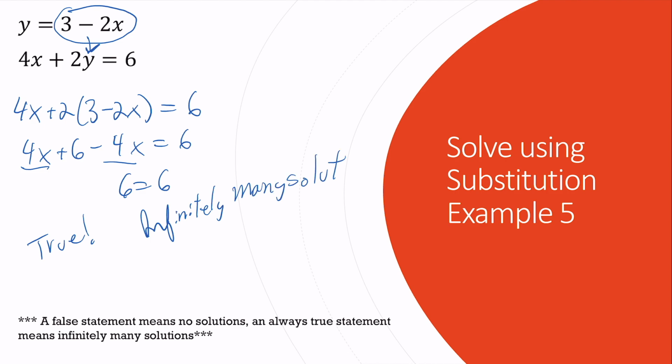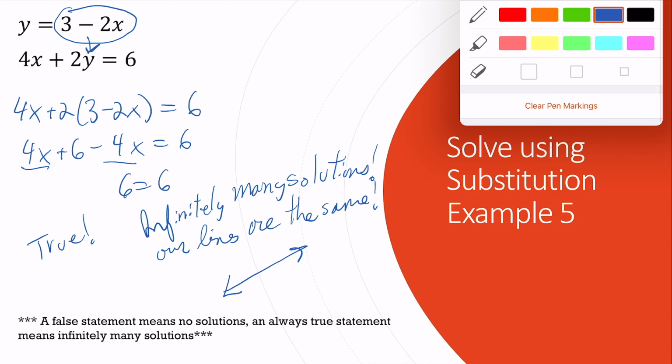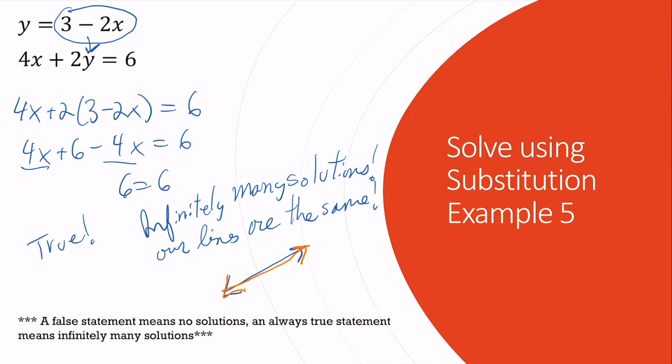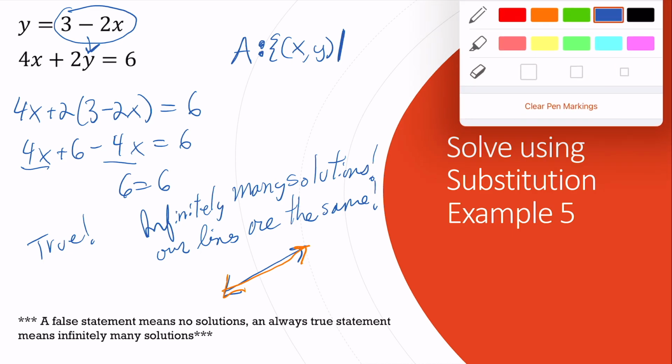Infinitely many solutions, right? That means our lines are the same. They have the same slope, they have the same y-intercept, they are on top of each other like this. So infinitely many solutions is correct, but if we want to be specific, and we should want to be specific, our solutions are every single ordered pair such that they meet the criteria of either of these equations.